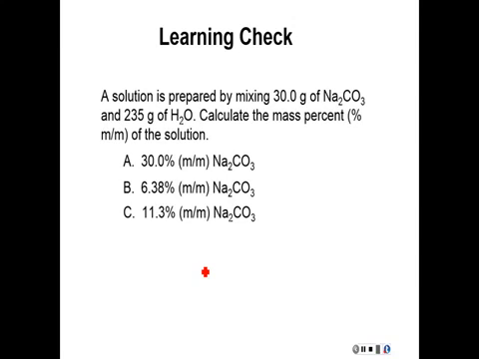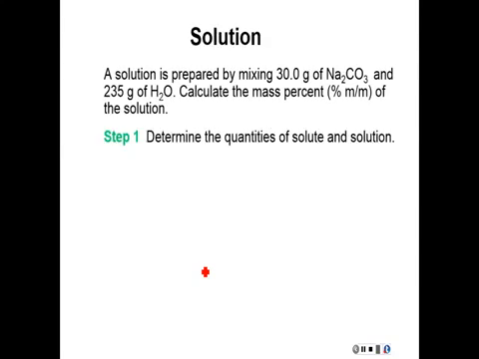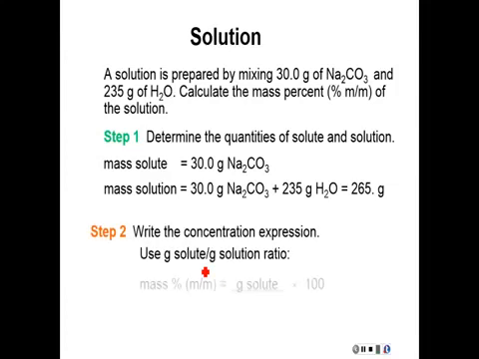Okay, here is a solution to it. So there's the problem again. I want to determine my quantities of solute and solution. The solute is 30 grams, and the solution is the sum of these two, because it's only 235 grams of water. So that's going to be 265 grams of solution. All right, my expression is my formula.